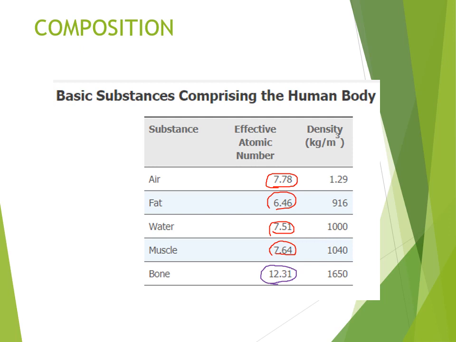As far as the tissue density is concerned, we're looking at the tissue density having a great impact. So air only has a tissue density of 1.29 kilograms per meter cubed, 916 for fat. Water's right there in the middle at 1,000. Then muscle is 1,040, and then bone is 1,650. So as we increase tissue density, we increase radiopacity.